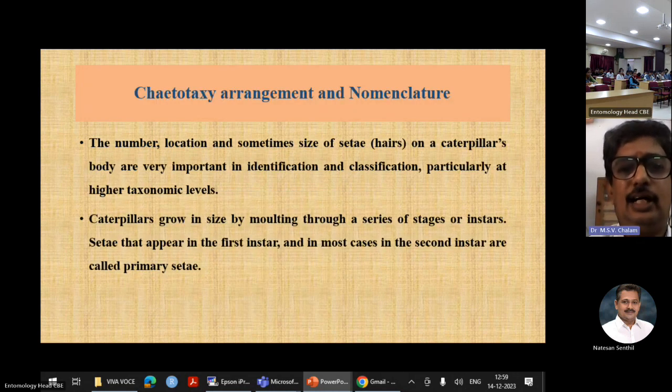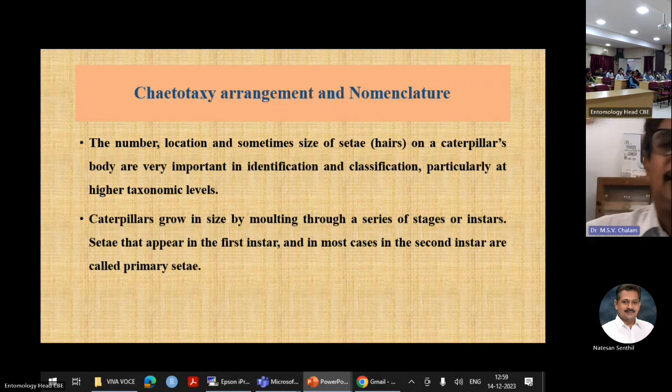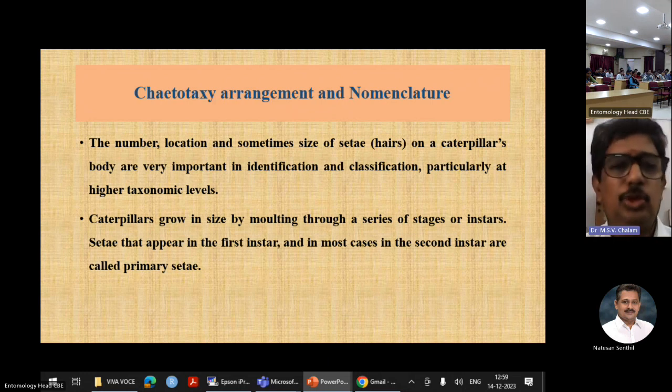So you see, the arrangement as well as the nomenclature of the setae present on the body are most important.